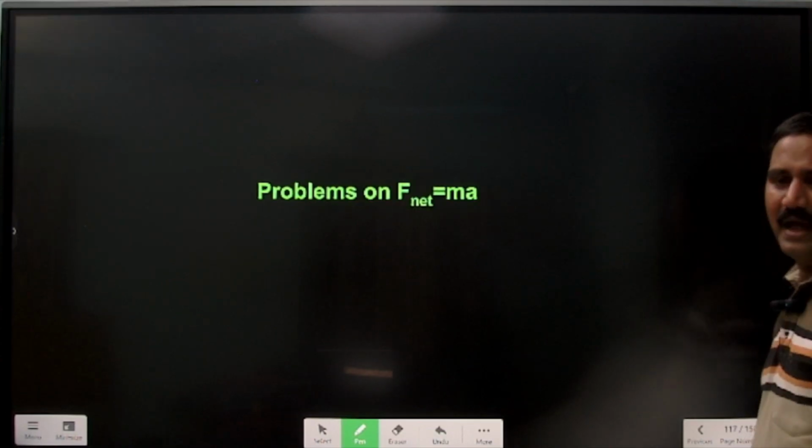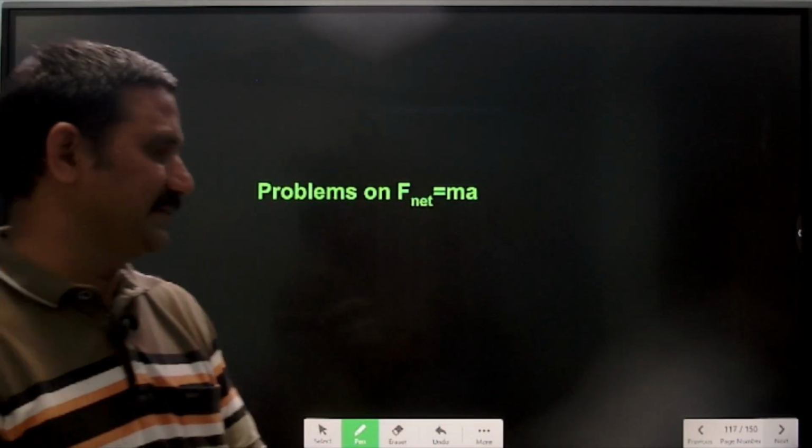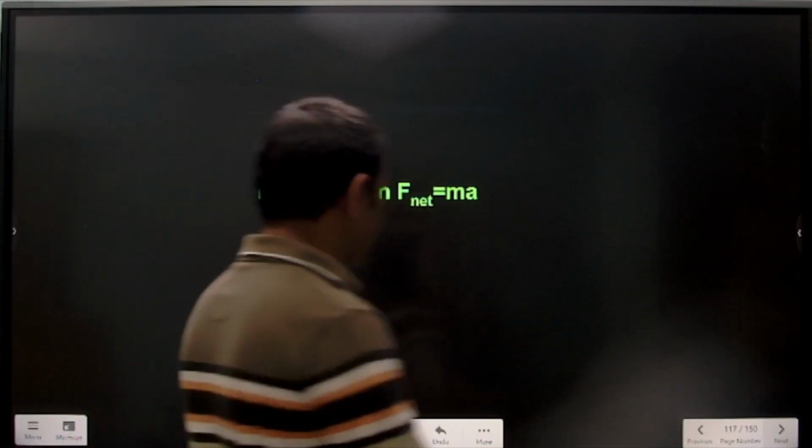Next, problems on Newton's second law of motion. What are the problems on Newton's second law? What is Newton's second law? F net is equal to mass of the body into acceleration of the body.